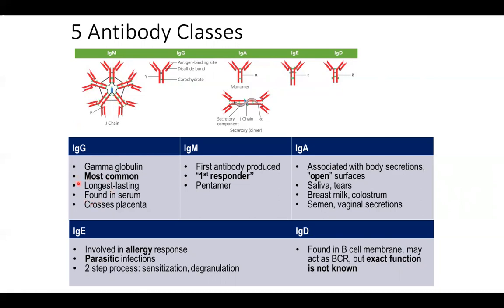IgG is usually produced second, and it's the most common antibody class you find in the blood. It's probably because it's the longest lasting, and it's also called gamma globulin. You might hear that just because of the G. And this one can cross the placenta.